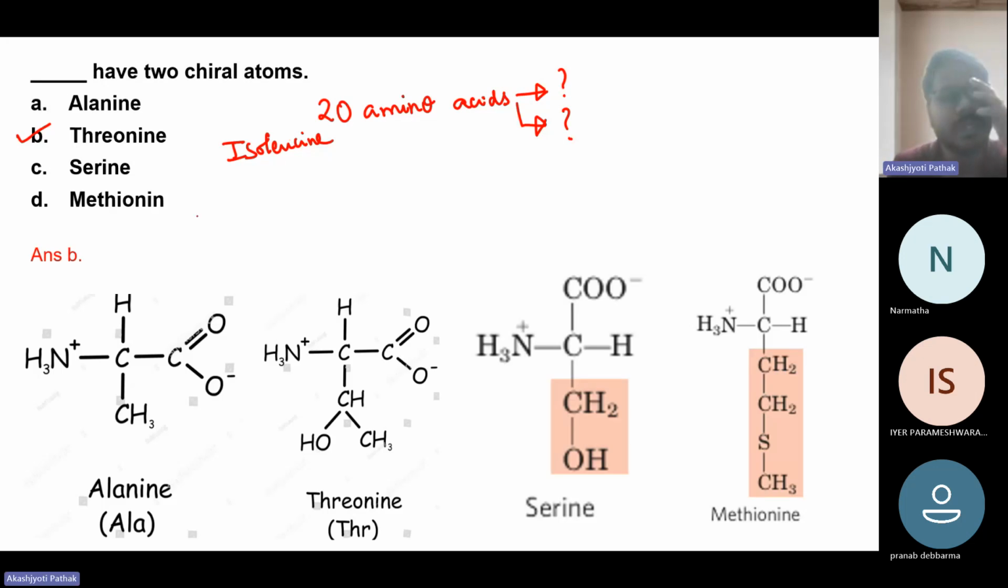So these are a few of the structures of the different amino acids which are given in your options. If you see alanine, this alanine has only one chiral carbon, because this carbon has one methyl group, one hydrogen, one amine group, and one carboxyl group. This threonine, if you see, has two chiral carbon atoms.